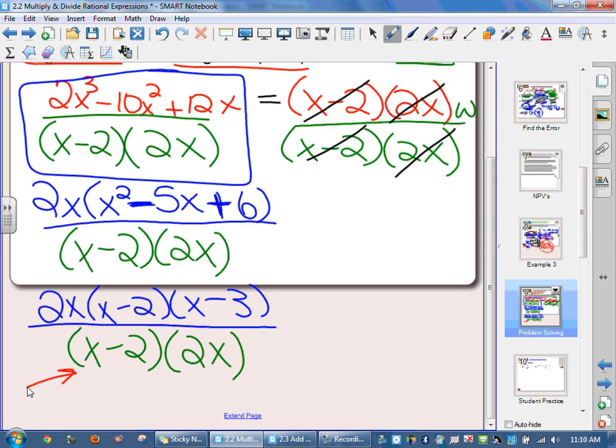Okay, let's start canceling. X minus 2 disappears. My 2x disappears. What do I have left over? X minus 3. So I'm going to get my width equals x minus 3 because that's all that's left over on top. Okay? Any questions with that? No? And that's all you would say. You'd say, okay, my width is x minus 3.